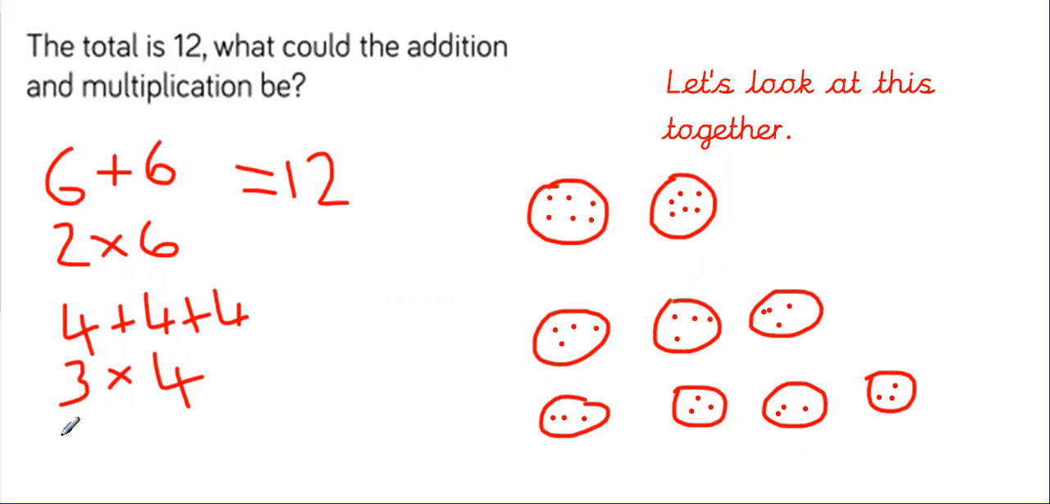Or you could have had 3 add 3 add 3 add 3, or you could have had 4 multiplied by 3, and that's your last one. Okay, well done if you got those correct. That was rather tricky today, year 6. Well done. I'll speak to you again soon.